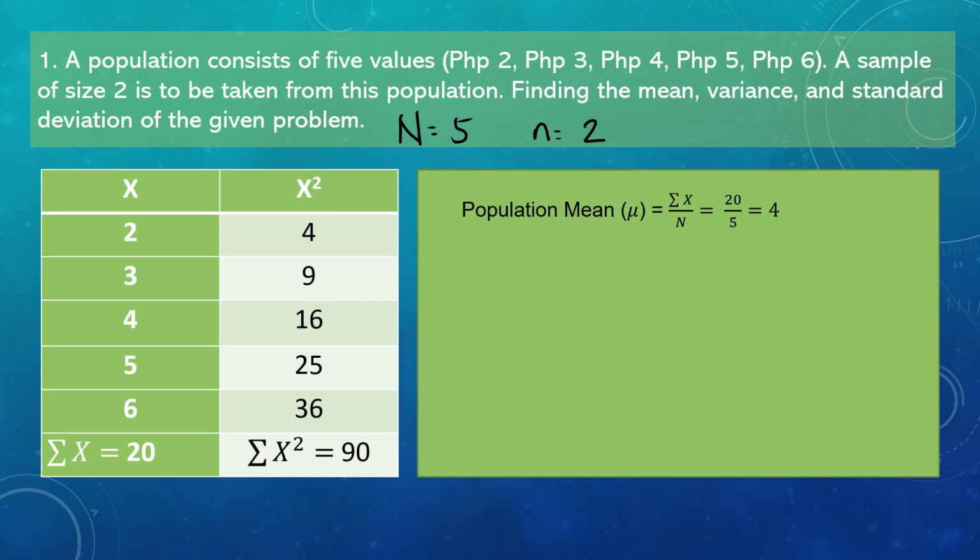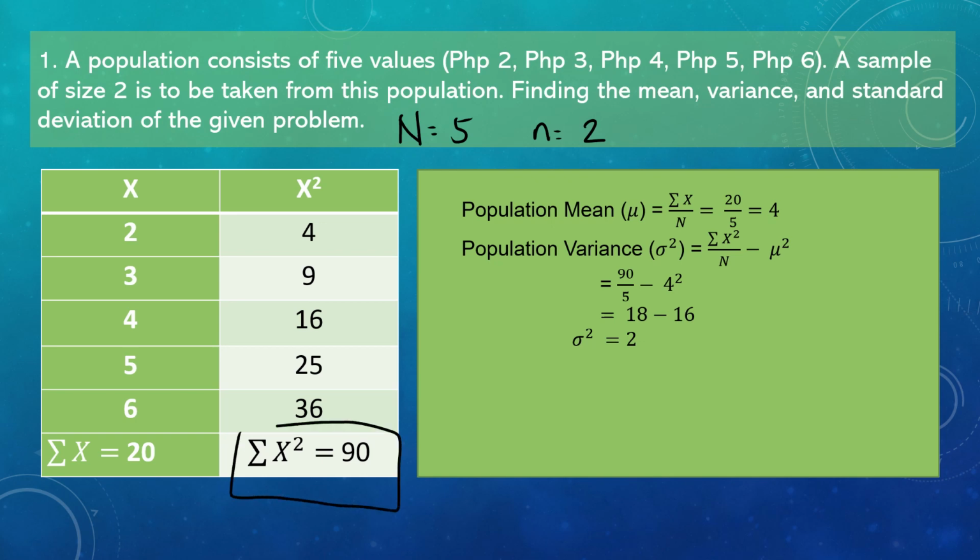Now, the second one we will be looking for in this example is the population variance. For the population variance, we apply this formula: summation of x squared over N minus mu squared. By the substitution property, instead of writing summation of x squared, we write 90, because summation of x squared according to our table is equal to 90. That's the reason why it's 90. Now, instead of writing N, we write its value, which is equal to 5.